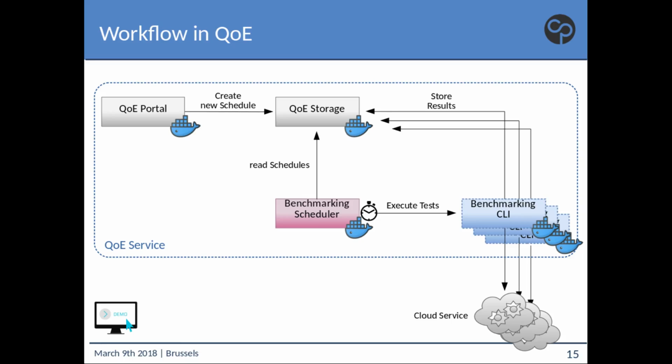There is the QoE storage, which is the backend database that stores the schedules for benchmarking and the results of the test. There is the benchmarking scheduler that acts a little bit like a cron for benchmarkings and triggers the execution of tests at the right time. And finally we have the benchmarking command line container, which takes care of executing the test on the target cloud provider, parses the results and stores them in the QoE storage.